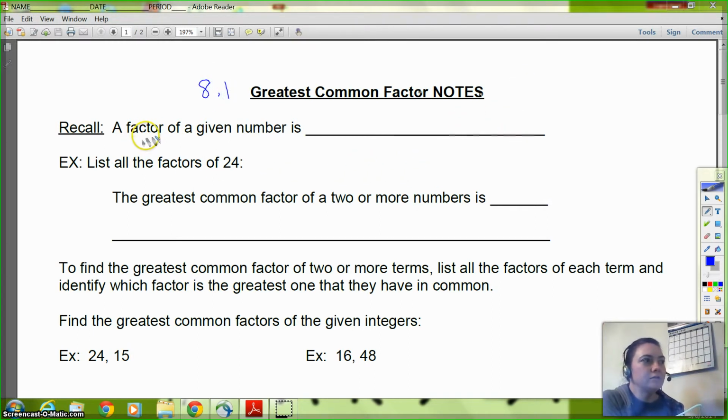And if you'll recall, a factor of a given number is every number that divides evenly into that number.